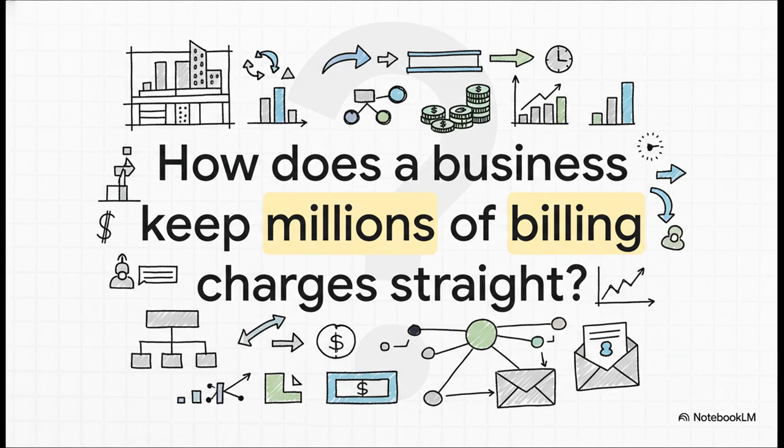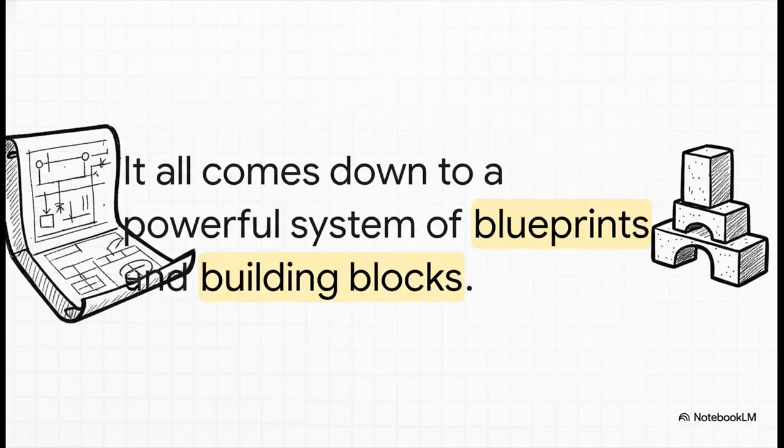You've got one company, and they're juggling all sorts of charges. How on earth do they make sure every single one is captured accurately, consistently, and is actually ready to go out on an invoice? Well, the answer lies in a pretty brilliant system. It's an approach that's designed to be super flexible, but also incredibly stable. And we're going to break it all down using this idea of, you guessed it, blueprints and building blocks.